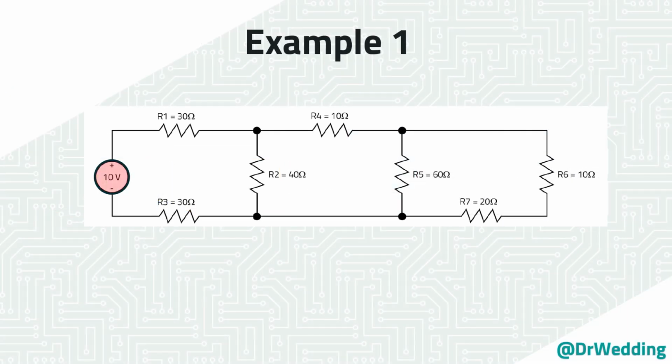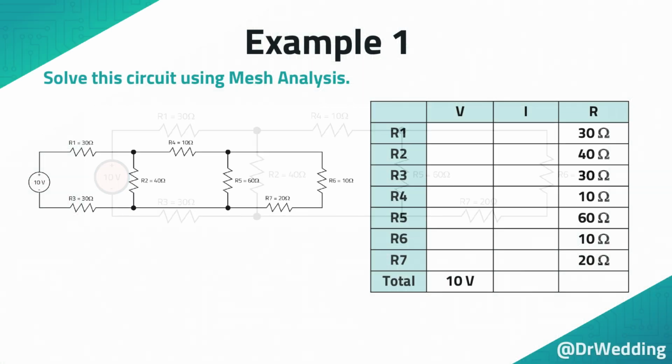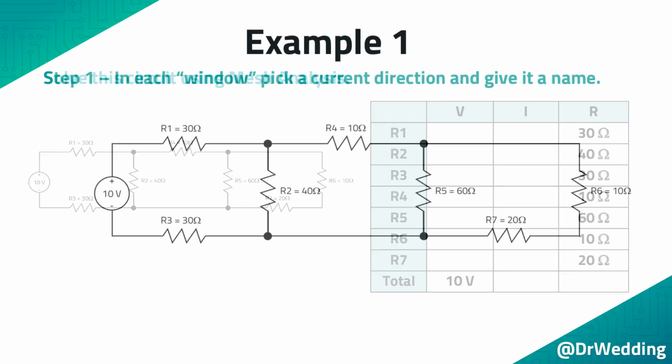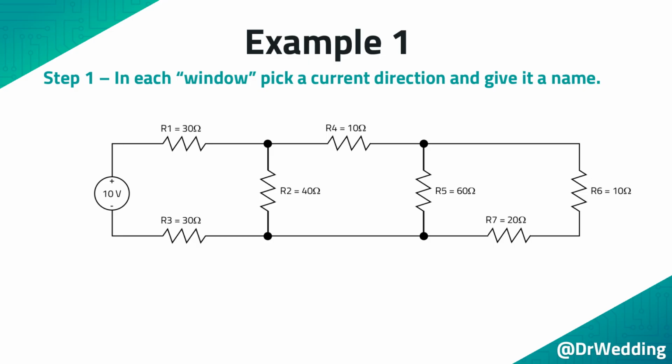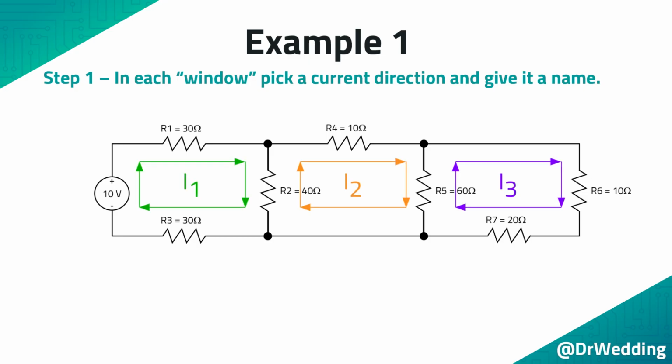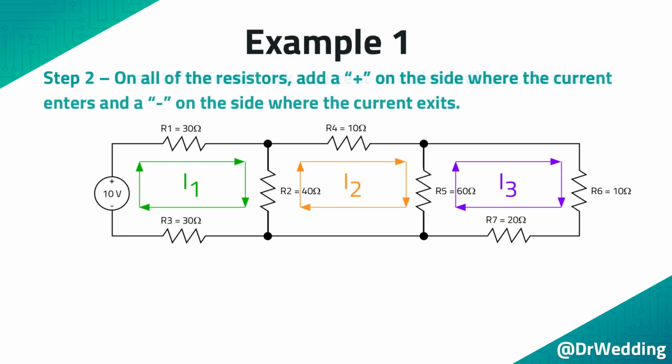Here is example 1. It is a bit larger. Because it has 3 windows, it will have 3 equations and 3 unknown currents. Solve this circuit using mesh analysis. As always, start with a table. Step 1. In each window, pick a current direction and give it a name. Step 2. On all of the resistors, add a plus sign on the side where the current enters and a minus sign on the side where the current exits.